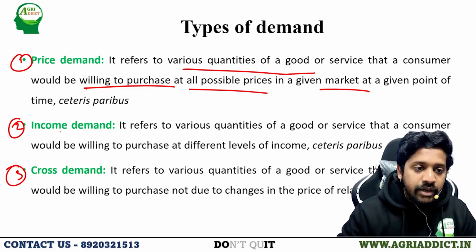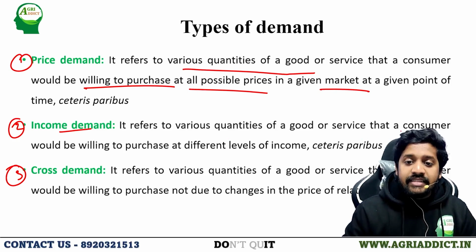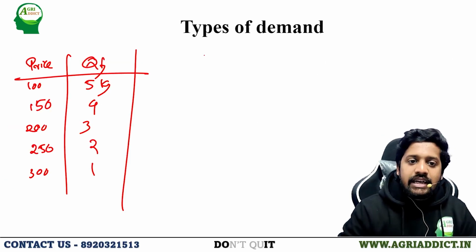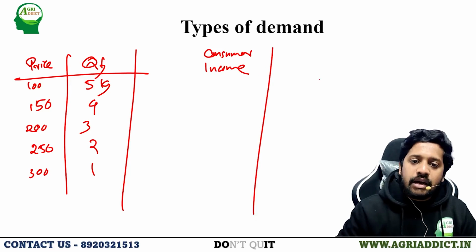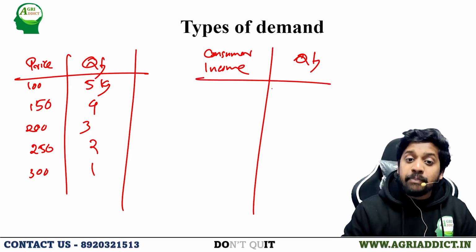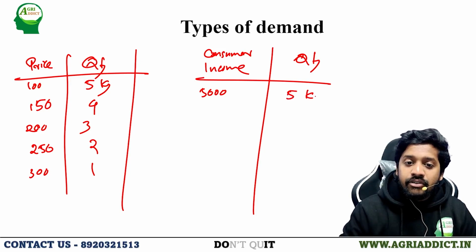What is income demand? It refers to various quantities of a good or service that a consumer would be willing to purchase at different levels of income. Here we are considering consumer income and the quantity purchased. So in the same market, I am not considering the price of the commodity, I am considering my income. If I am having just 5000 rupees per month, I will be purchasing maybe 5 kg.